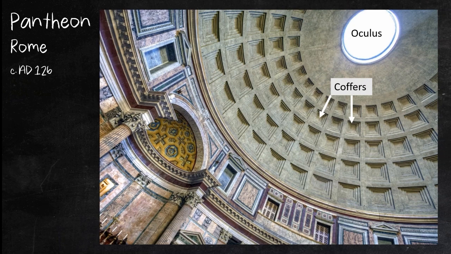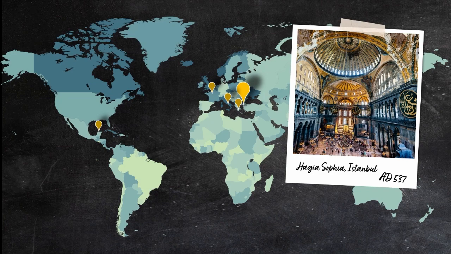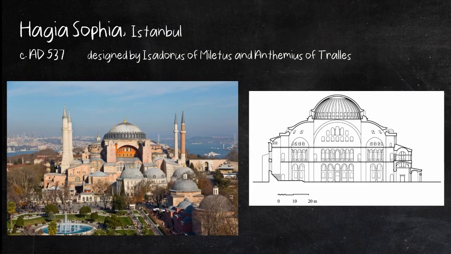Now, moving to the eastern side of the Mediterranean, we'll turn to Hagia Sophia. Hagia Sophia was designed in AD 537, not by architects, but by two mathematicians, Isidorus of Miletus and Anthemius of Tralles. And the building has undergone many modifications and repairs over the years.